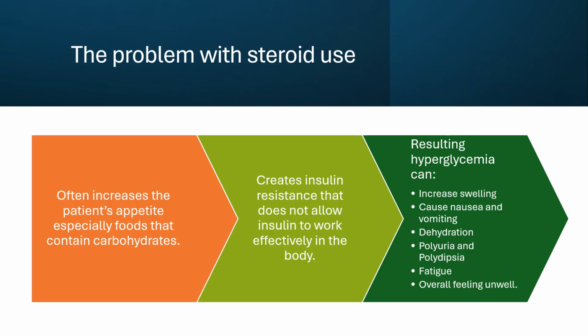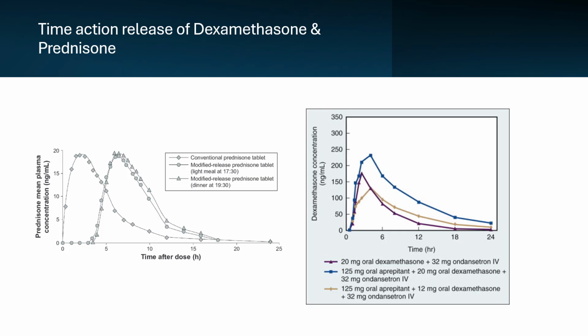And the resulting hyperglycemia can increase swelling, cause nausea and vomiting, dehydration, polyuria, polydipsia, fatigue, and an overall feeling of unwell. So not a great thing, but steroids actually have some good and needed purpose, especially in renal transplantation and respiratory issues. They are definitely needed. So we just have to deal with the resulting increased glucose until the original problem is gone or controlled.